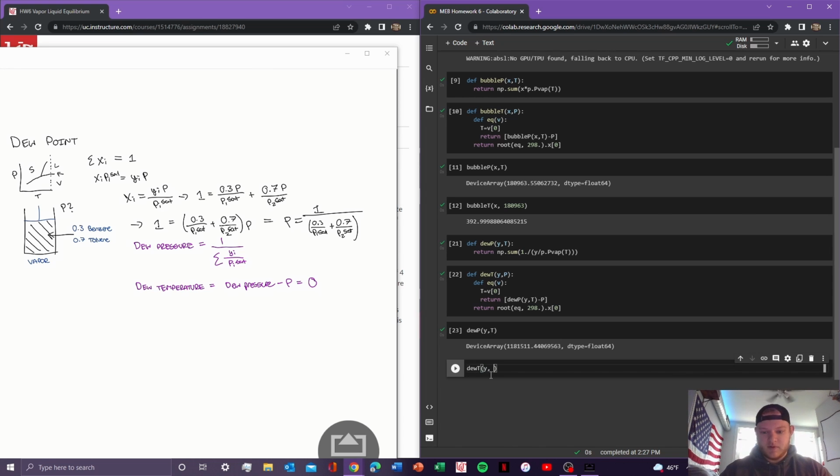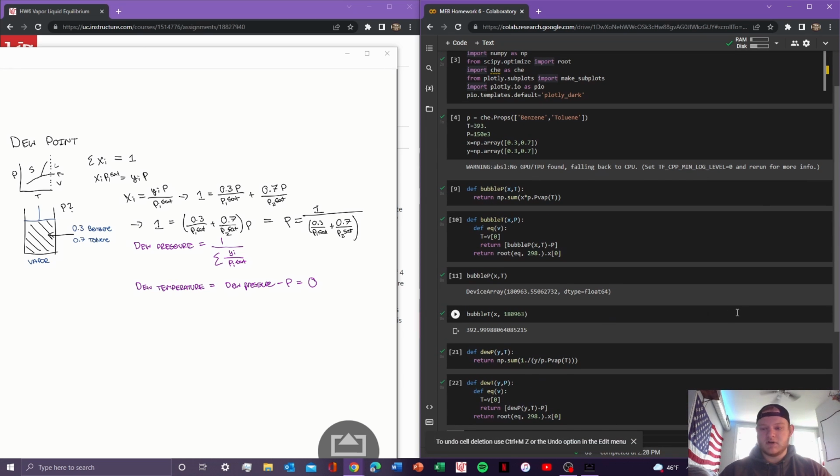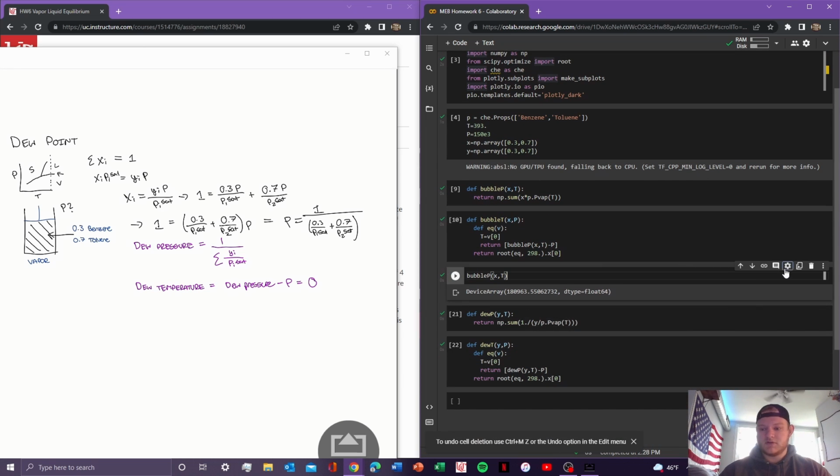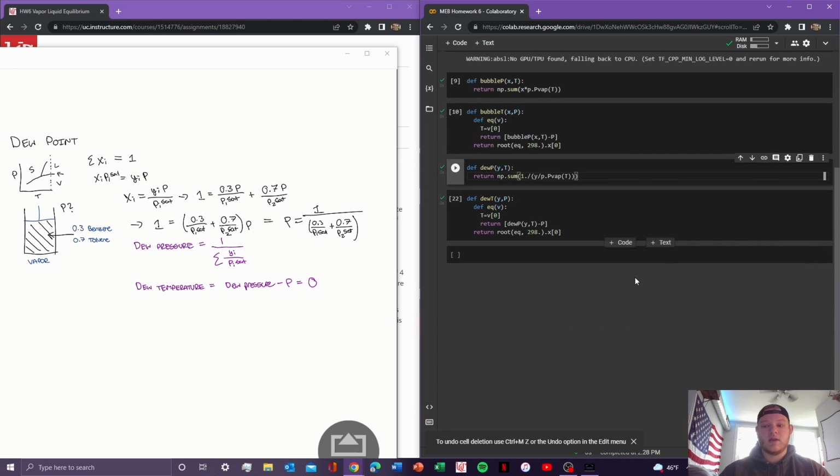Alright, now let's do the dew temperature. So that's Y, and then if we put in the pressure it gave, which is 1,118,000, no, I can't do numbers, whatever that number is, and it spits out 393 Kelvin. So that is a good way to test that we're doing things right, and it looks like we are. So those are the 4 functions for solving the bubble point and the dew point.